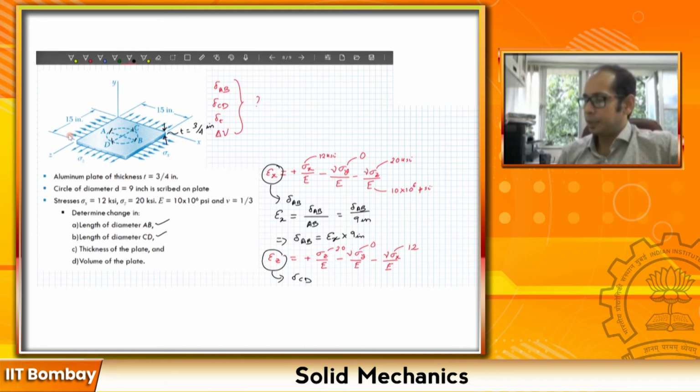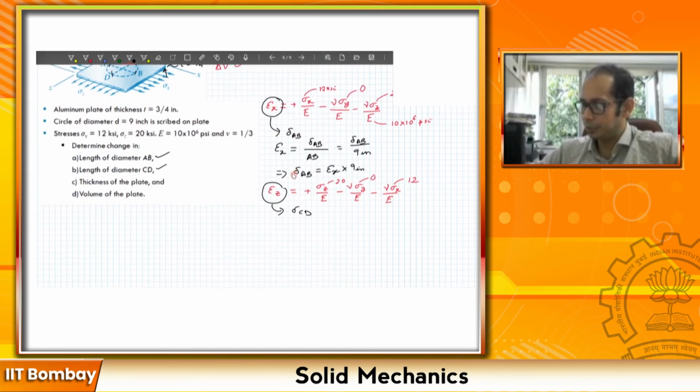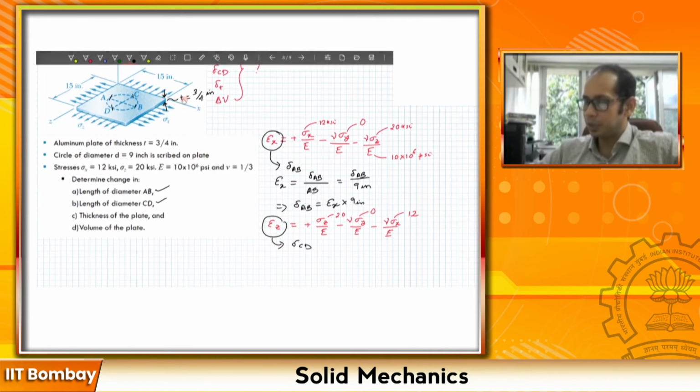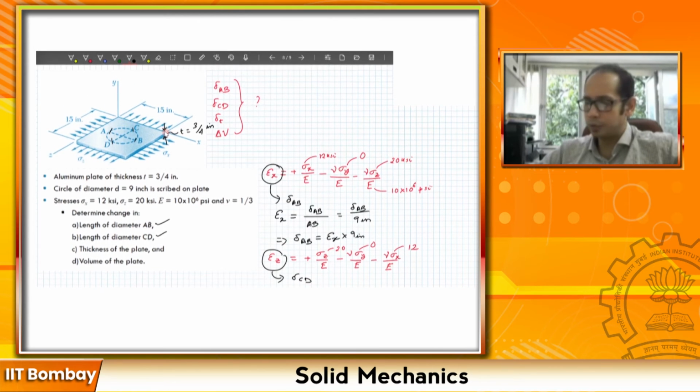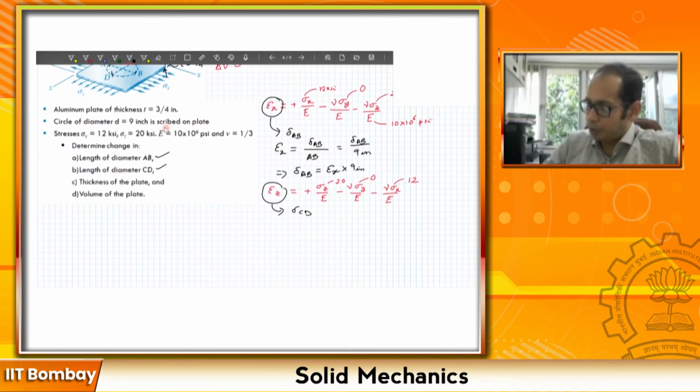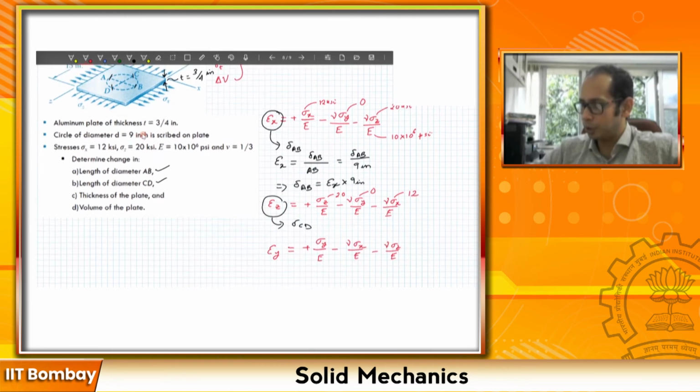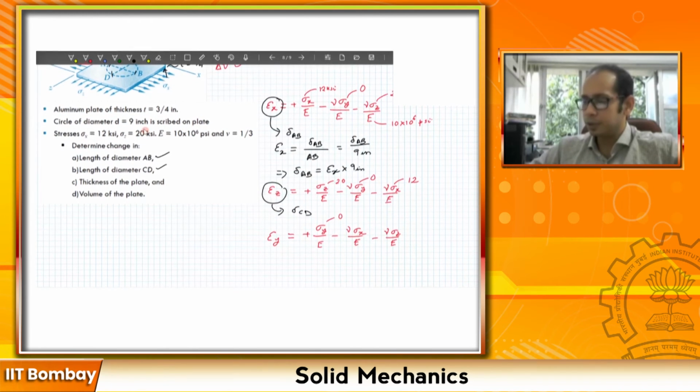The second last bit is to calculate the thickness of the plate. Remember, this thickness is about this y direction over here, so I have to find my epsilon y, right? In this case, epsilon y is going to be sigma y divided by E, minus nu sigma x divided by E, minus nu sigma z divided by E, where here I have no stress about this y direction, so this is 0, and the others you have 12 and 20.